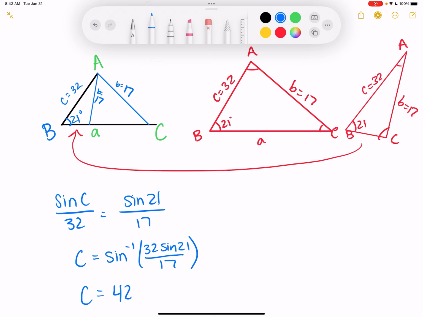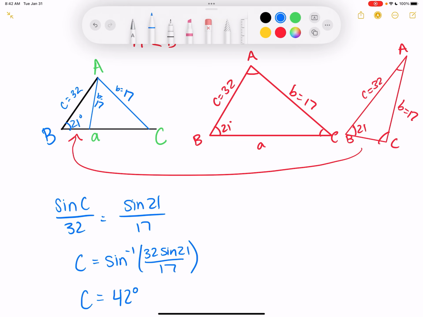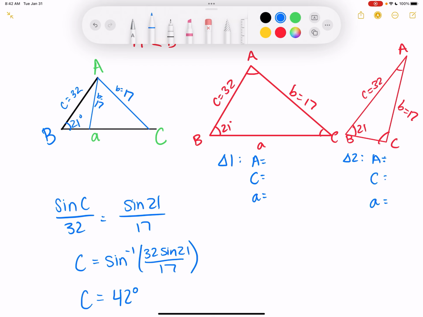Forty-two degrees. So I'm going to get rid of this now. For triangle 1, angle A, angle C, and side A. And then for triangle 2, I'm going to go ahead and set it up. Okay, so angle C is 42 degrees for my first triangle.